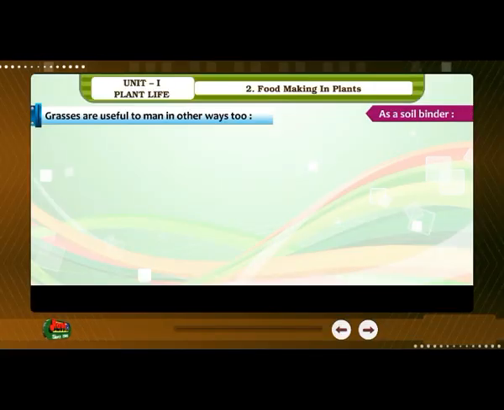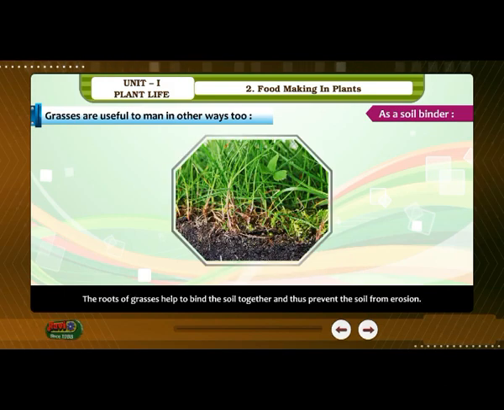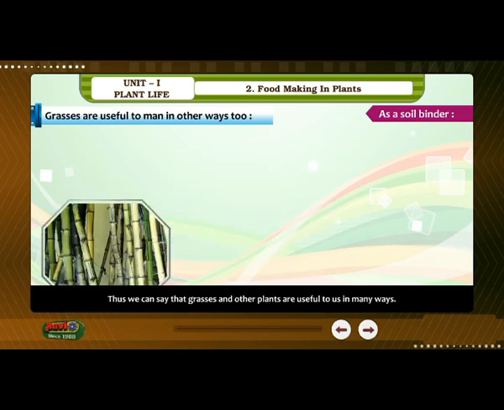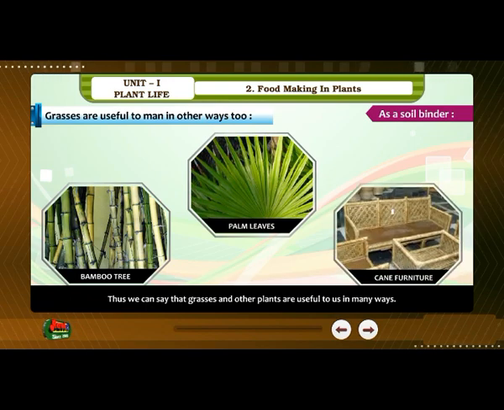As a soil binder. The roots of grasses help to bind the soil together and thus prevent the soil from erosion. Thus, we can say that grasses and other plants are useful to us in many ways. Bamboo tree, palm leaves, cane furniture.